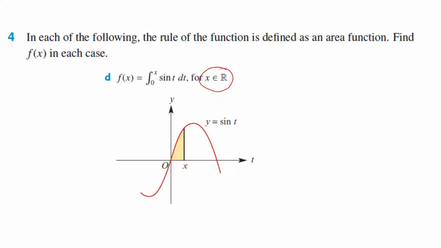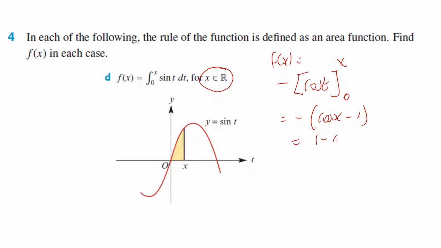We should be able to do that because we can certainly antiderive sine t. We know the antiderivative is negative cos t. I'll just section out the negative, upper bound x, lower bound 0. This is what f of x is equal to, which is equal to minus brackets cos x minus 1, which is in fact 1 minus cos x. Now cos x is a function that can take on any value from minus 1 to positive 1, so clearly this is a function whose range is anything from 0 to 2.